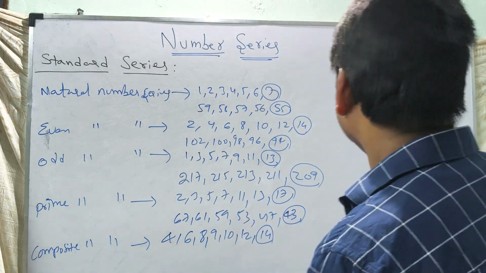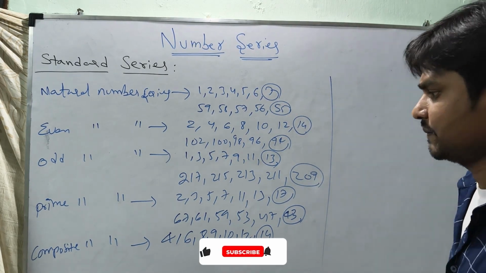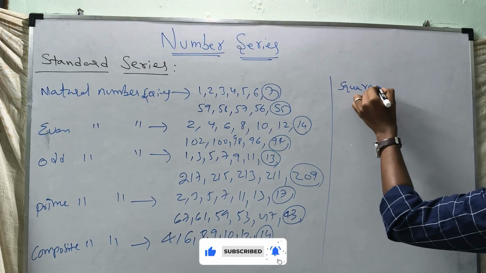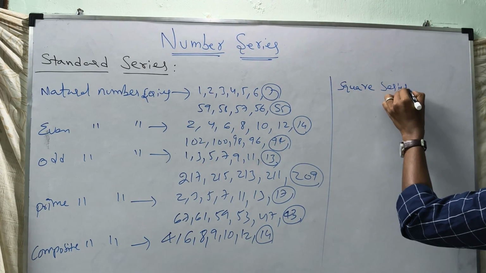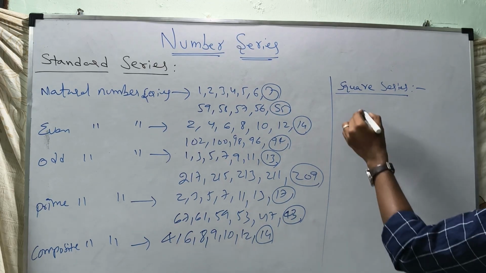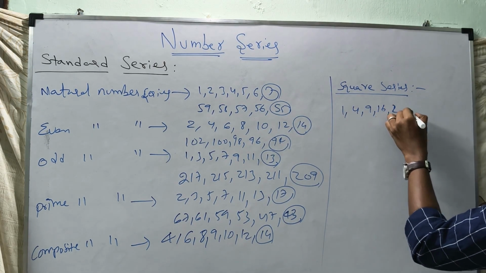Clear? Next we'll see about square series and cube series. Now, square series. See here, what different types of examples you may get here. See, 1, 4, 9, 16. Next what?